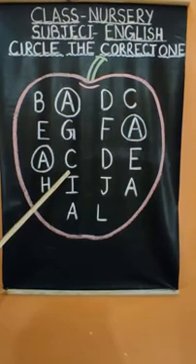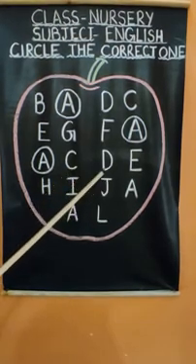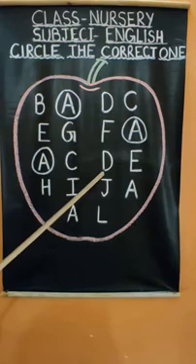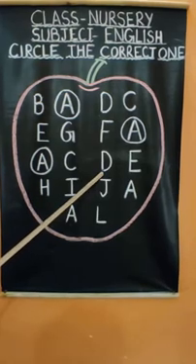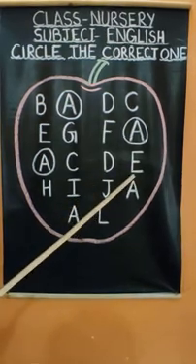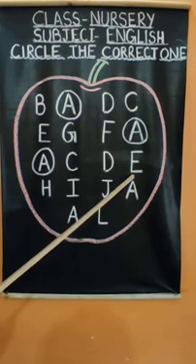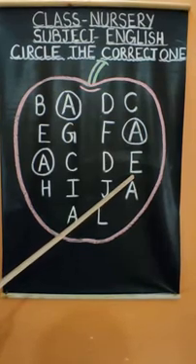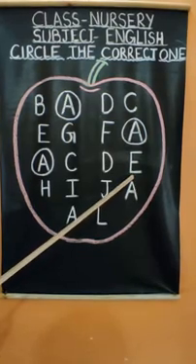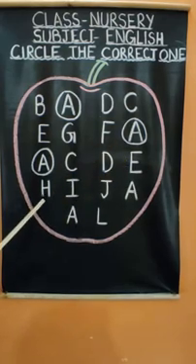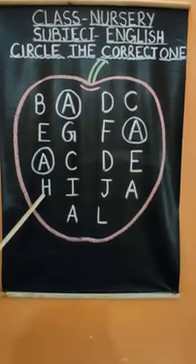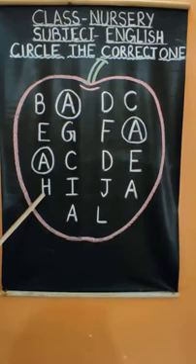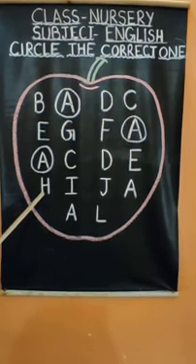And which alphabet is this? C. Will you circle it? No. Which alphabet is this? D. Will you circle? No. Which alphabet is this? E for elephant. So will you circle E for elephant? No, we will not circle E for elephant. This, what is this? H. Will you circle H? No, we will not circle H.